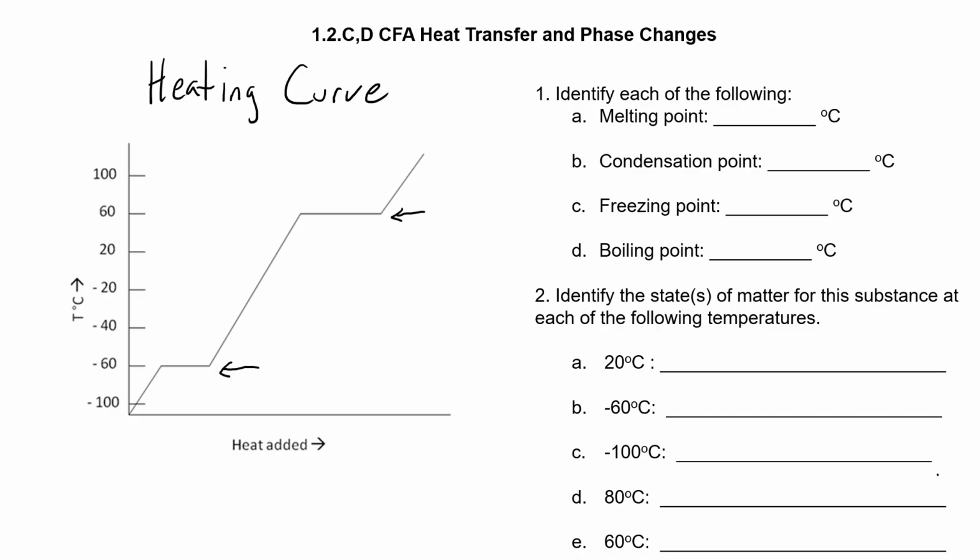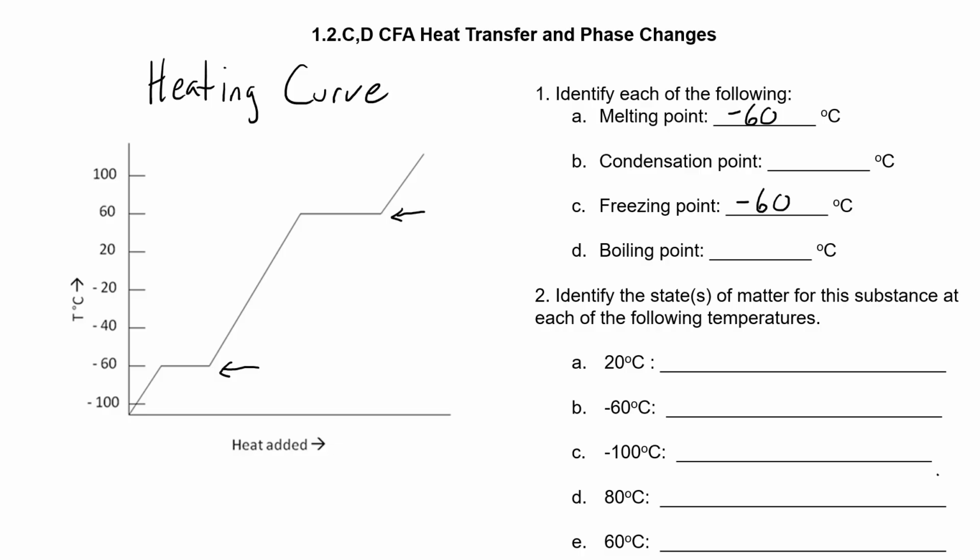If you remember our lab, the freezing point and melting point actually occur at the exact same temperature. And since this is a heating curve, we are going to go with this lower value here. So at negative 60 degrees, that's where the melting point should occur, but it's also where the freezing point occurs as well. Let's go up to this second horizontal line. Another phase change occurs here.